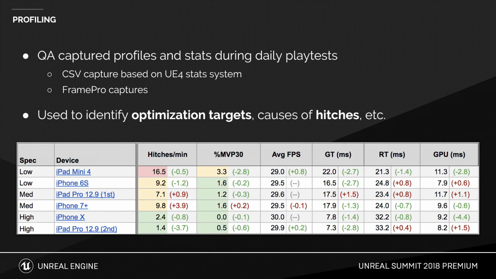And so this is for identifying optimization targets, and especially hitches. So a hitch is a sudden increase in frame time, maybe due to loading or something.